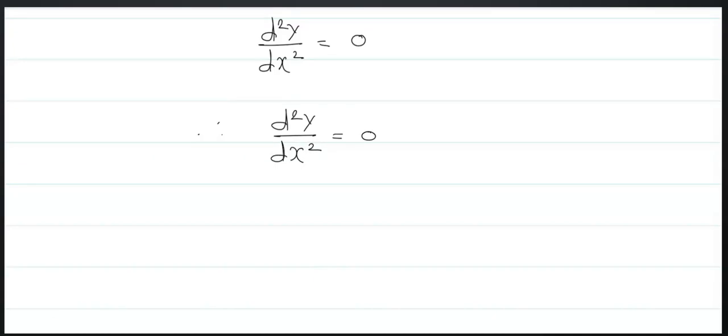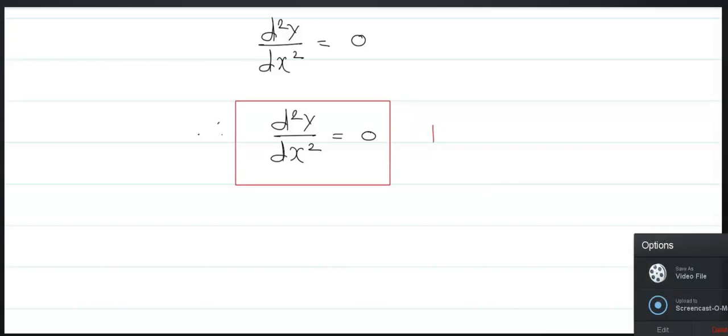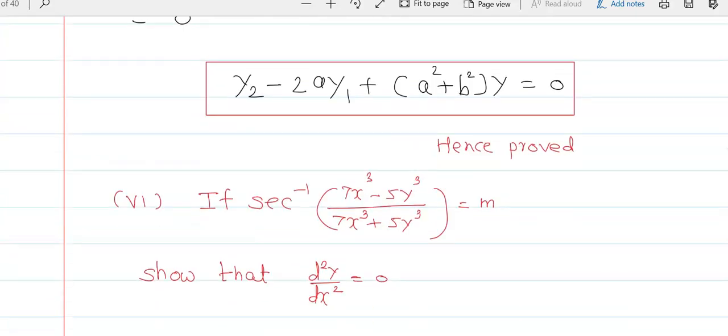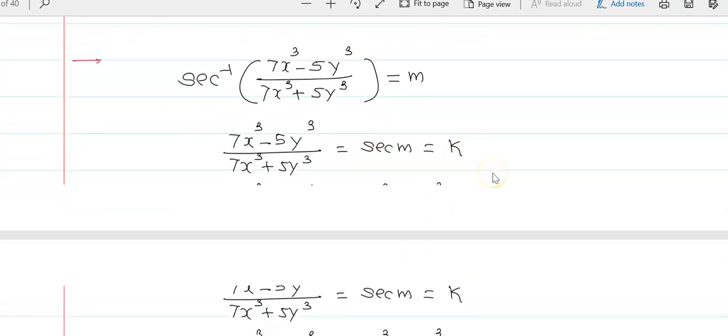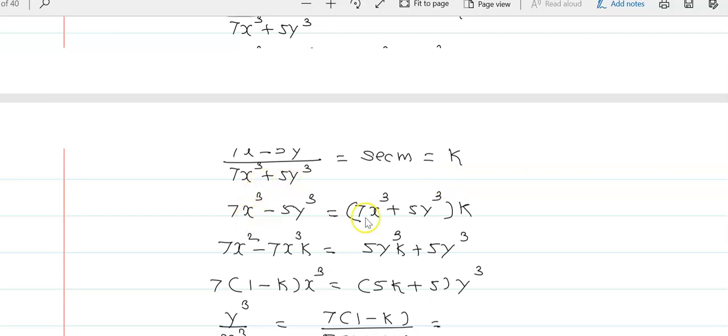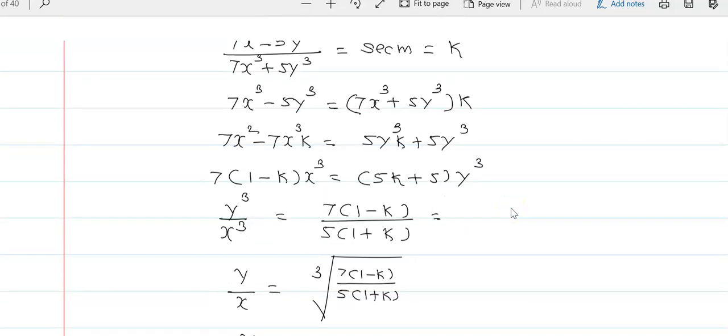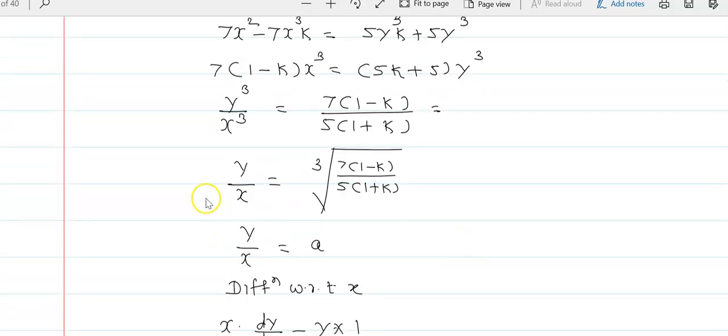Now, I will show it once again to you. So this big example. This becomes the second, which is k. Cross multiplication: 7x cube minus 5x cube is equal to 7x cube plus 5y cube into k. Take the terms of x cube and y cube separately. Y cube upon x cube. Take the cube root. Y upon x is a.